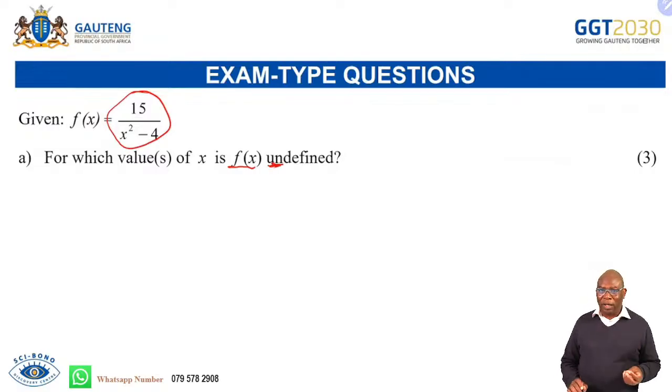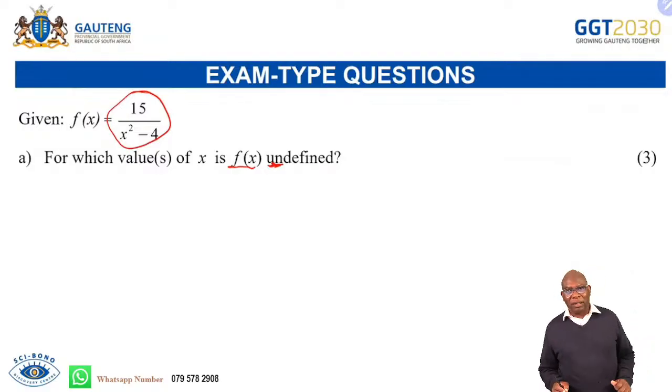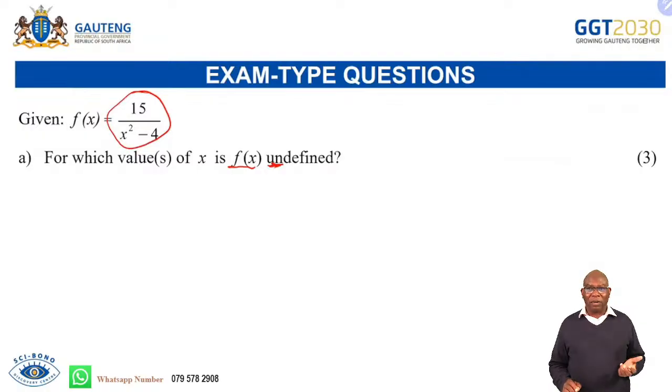So we need to understand what undefined means. Remember the square root of minus 9. It's defined by complex numbers. But when we talk about undefined, we mean any value that we put on the x that will make this whole thing undefined. Now, what is undefined? That's very important to understand. If I take my calculator and say 2 divided by 0, the calculator gives me an error. That error is undefined.